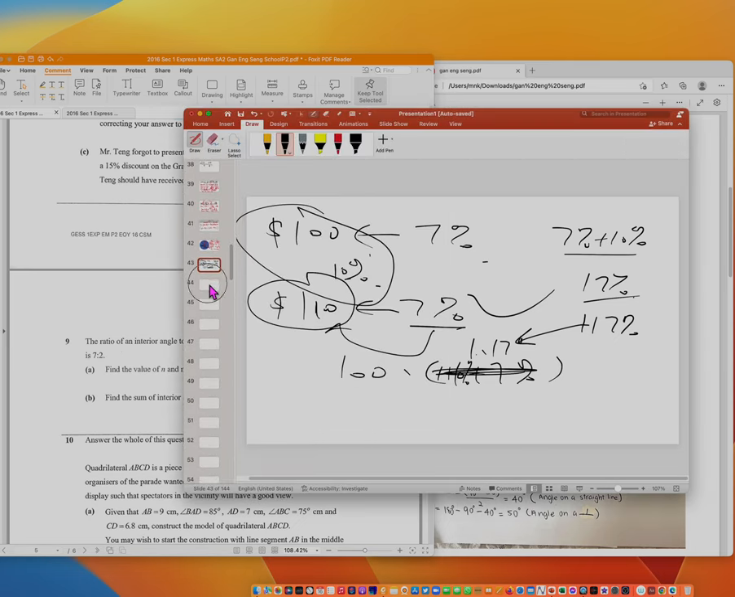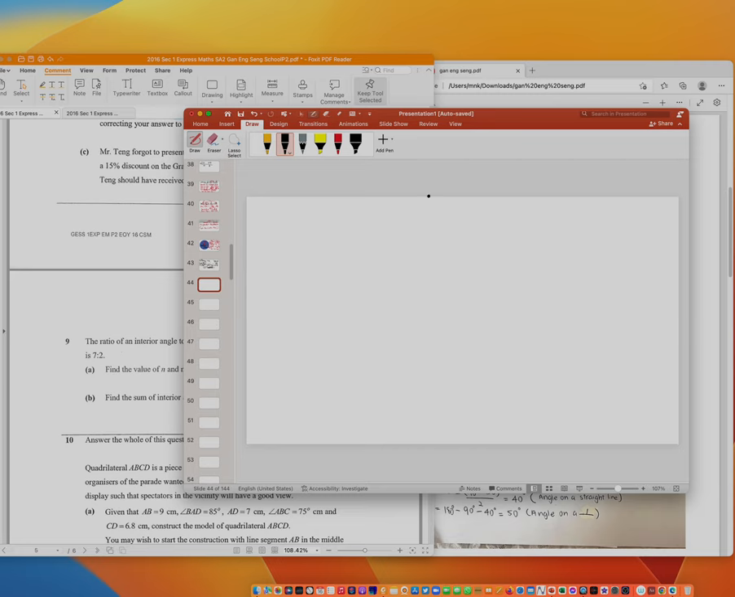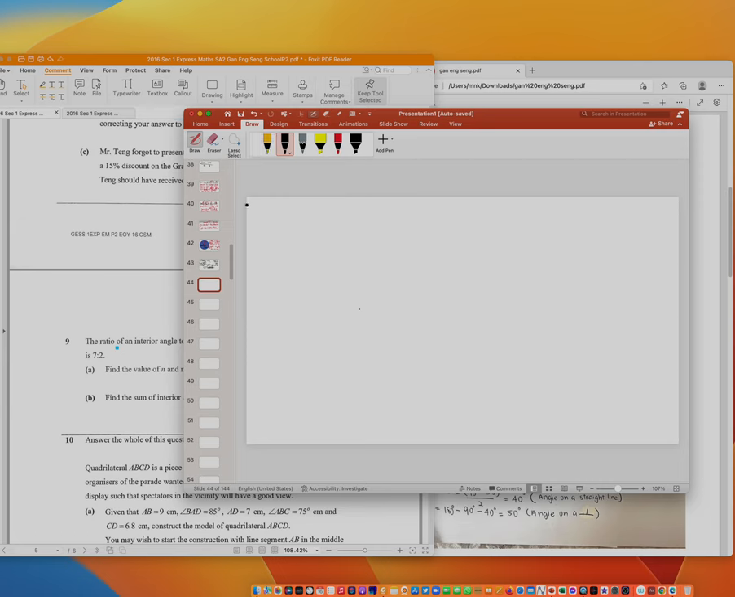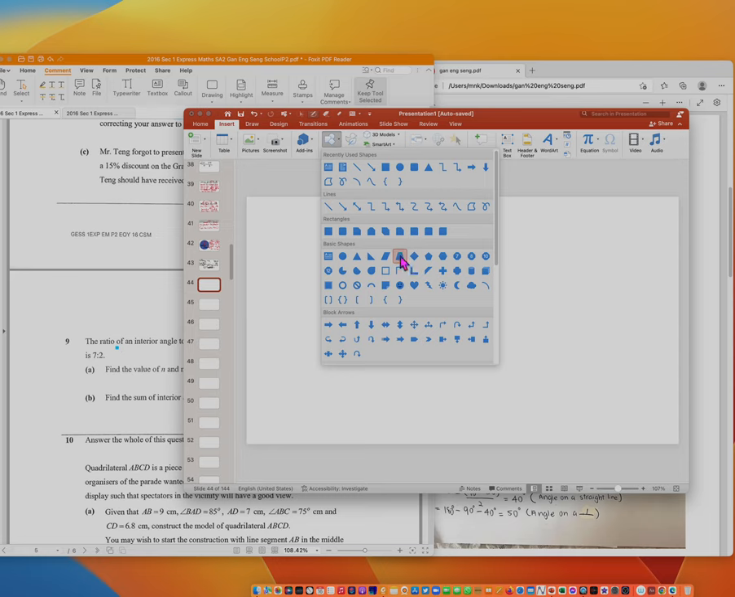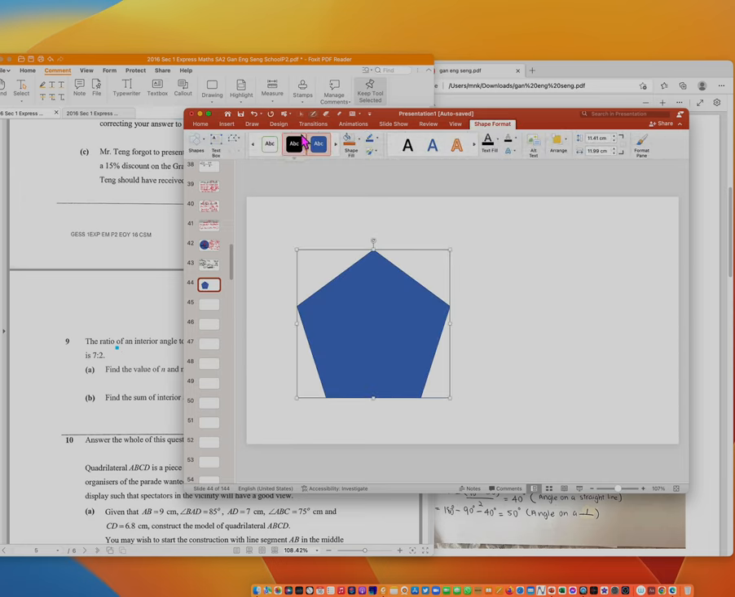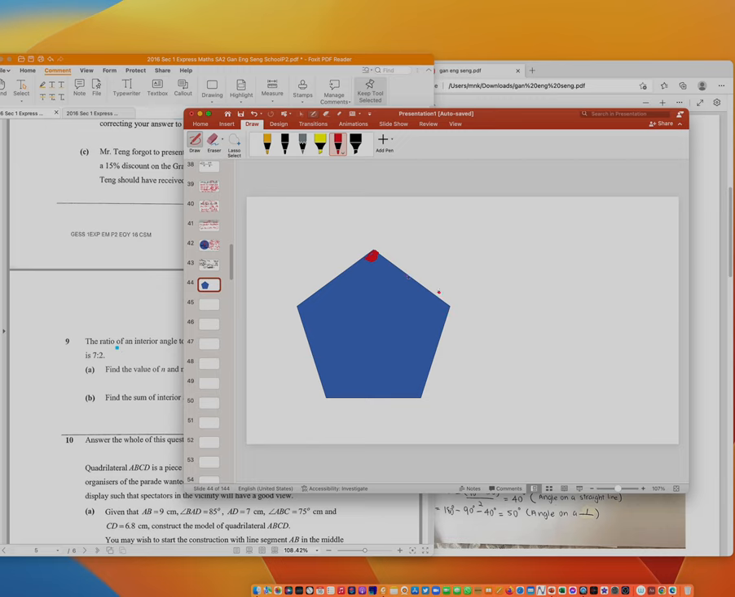It takes a while to register this. So, you have the interior angle, you have the exterior angle. What is the exterior angle? That's the keyword. Let me get it out first. So this is a pentagon, a regular pentagon, so all angles are the same.